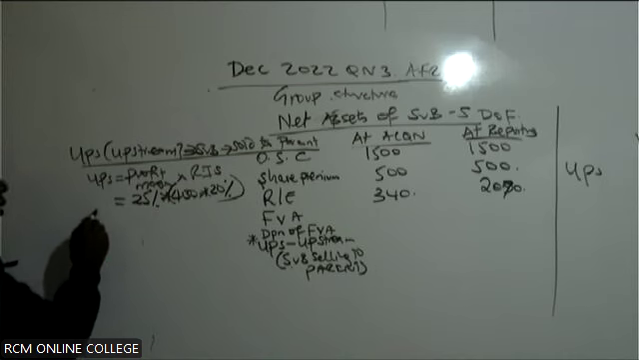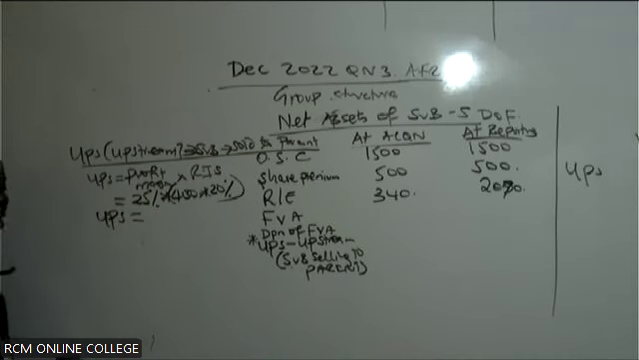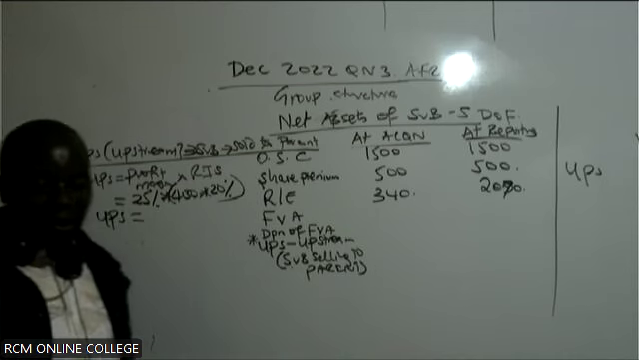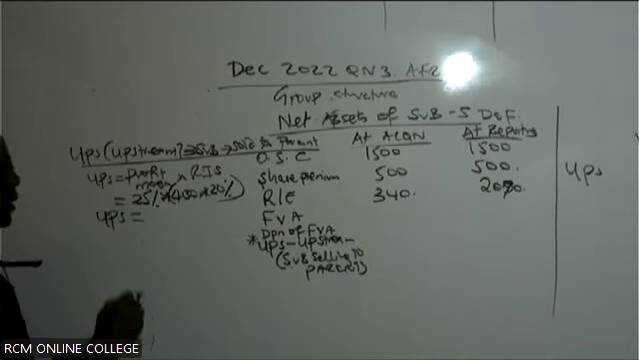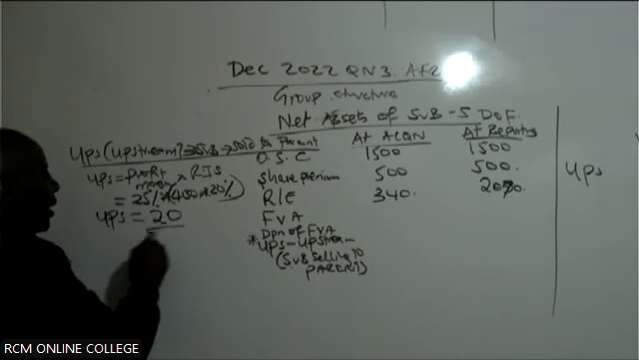So are you able to give me this UPS? Igamba is telling me that in this case UPS is 20.